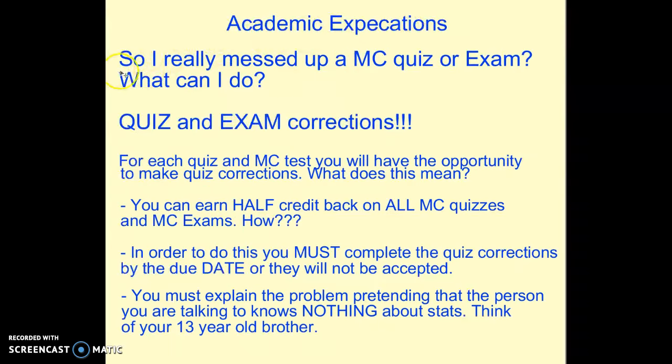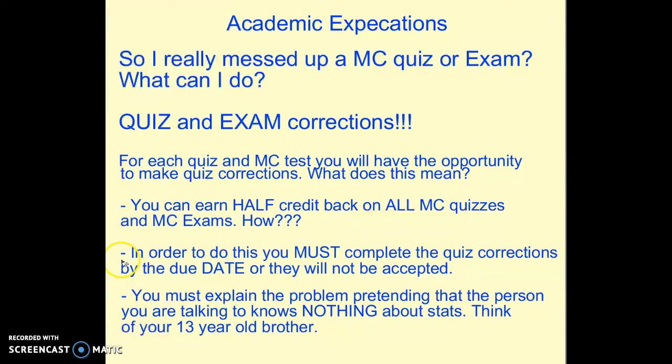All right, so let's just say you took a test, a multiple choice quiz or exam, and you said, I really messed up on it. What can I do? Well, the answer to that is quiz and exam corrections. So for each quiz and the multiple choice portion only, you will have the opportunity for quiz corrections. So what does this mean? This means that you'll earn half credit back on all multiple choice quizzes and multiple choice exams.